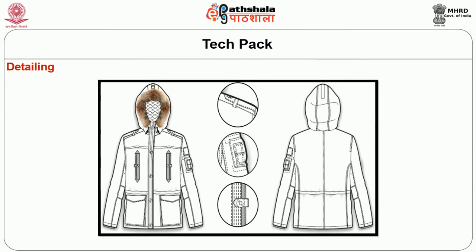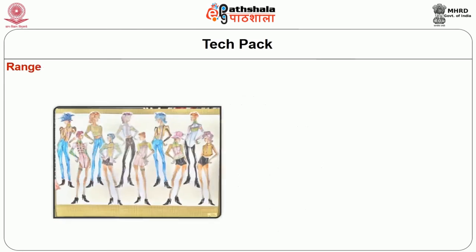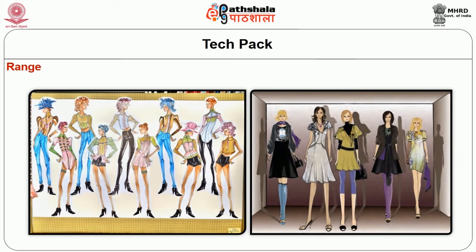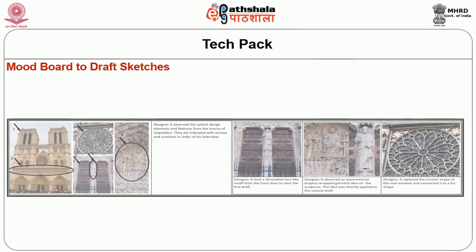So that's an example of detailing which has been highlighted. And this is a tech pack example where the measurements have been highlighted, and that's the range. So the range is adopted from after the pattern making has been done. And now let us have a look at an example which shows the process of the mood board to the draft sketches.